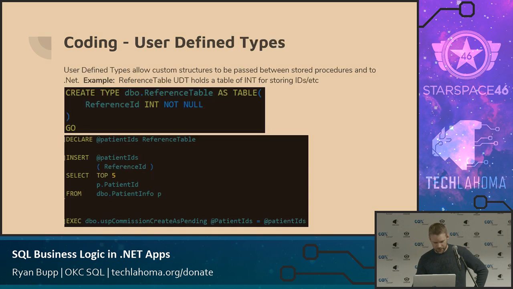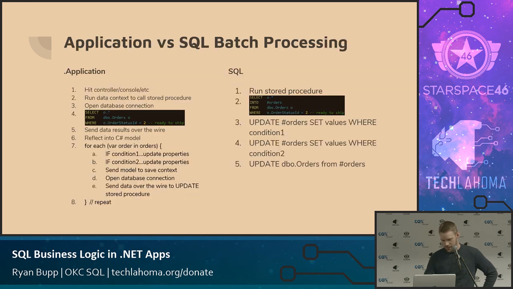Let's see. So yeah, user-defined types. Some of them we'll use for reference IDs, like we have some assignment factories that generate numbers based off of that. But for the most part, we get an awful lot of mileage out of just being able to pass a list of stuff from one proc to the next.